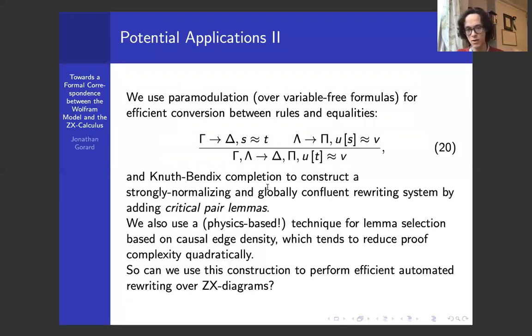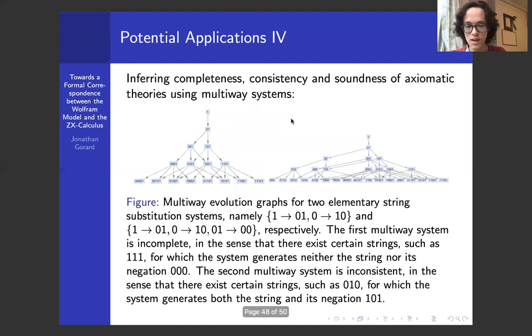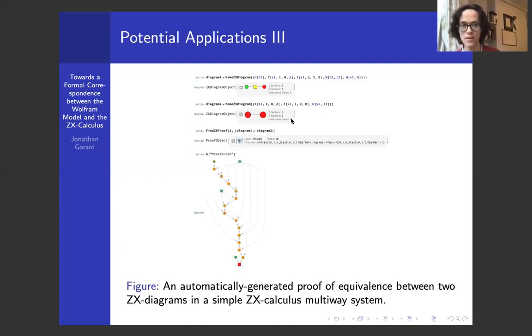And actually, these multiway systems give you a way of heuristically predicting which ones those will be, because they'll be the ones that have the maximal outgoing causal edge density, the maximal causal effect on future updating events. And we've discovered just empirically that by incorporating that particular heuristic optimization, we can reduce the computational complexity and the proof complexity quadratically. And that lets us do efficient automated rewriting and automated reasoning over ZX diagrams and therefore over quantum circuits. So here's a very simple proof of equivalence between ZX diagrams, modulo the ZX rewriting rules. And we have functionality that's available open source.